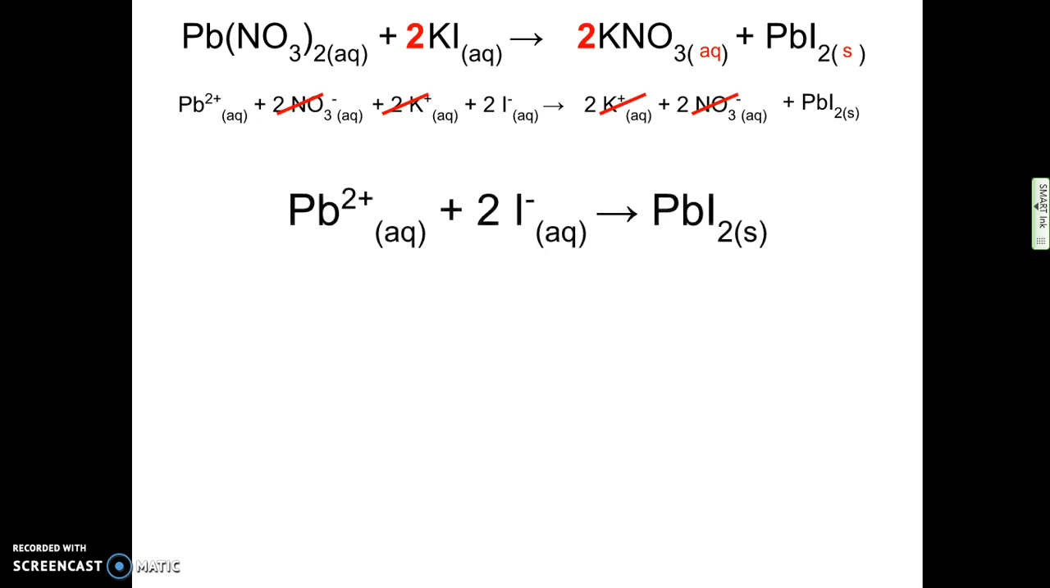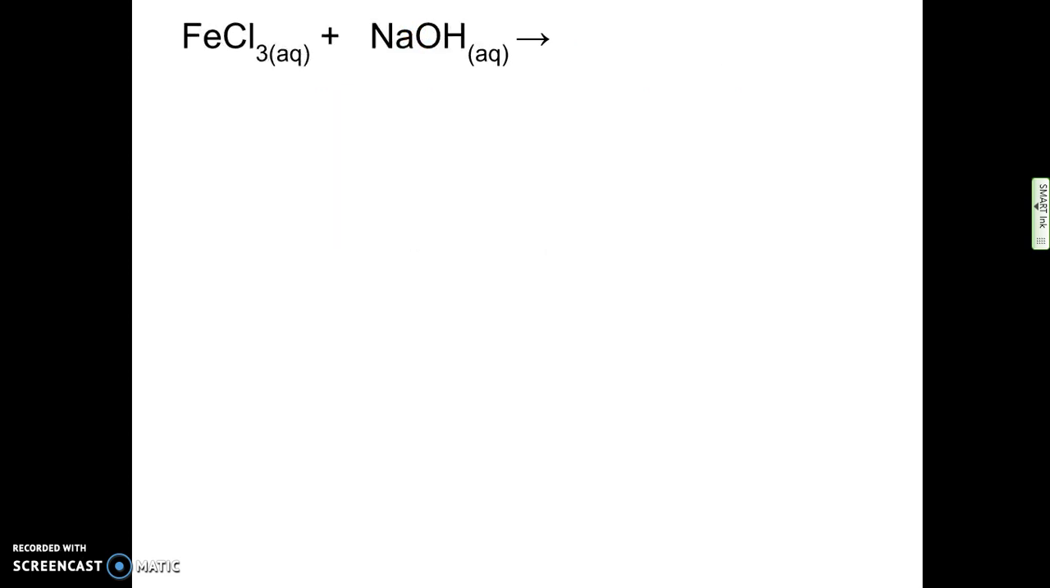I have got 35 seconds left. We're going to do one more. Iron 3 chloride mixed with sodium hydroxide. We're going to double replace to make sodium chloride and iron 3 hydroxide. Then once we've got that, we are going to put 3s in there to balance the reaction. We're going to get our solubility rules out, and we're going to find that sodium chloride is going to be aqueous, but iron 3 hydroxide is not going to be aqueous.